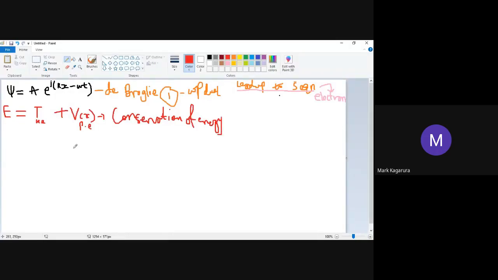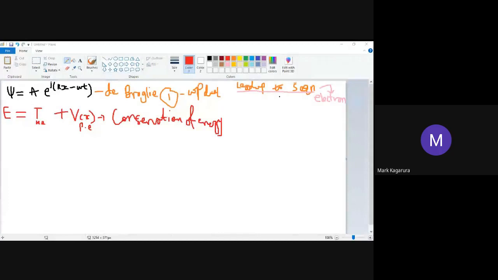So now we have two things. We have this de Broglie, we have the conservation of energy. How do we proceed from here? The next bit would be to substitute for these terms into this bit, what we know already. Those two conditions are for now enough to get us what we want.